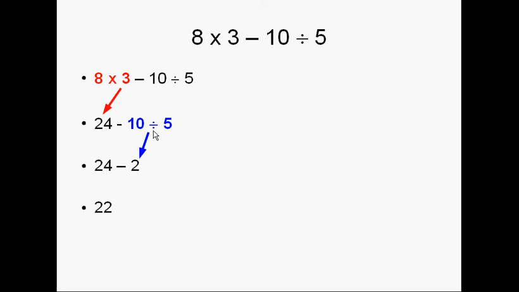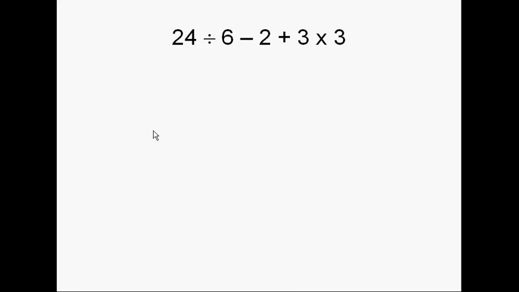Did you get it right? If you did, good job. If not, you got one more chance. Okay, push pause and work this problem. Okay, welcome back. Now, there's no parentheses. There's no exponents. But there is multiplication and division. But in this case, the division is coming first. So that's going to be the first one we do. The 24 divided by 6. And that gives us 4.